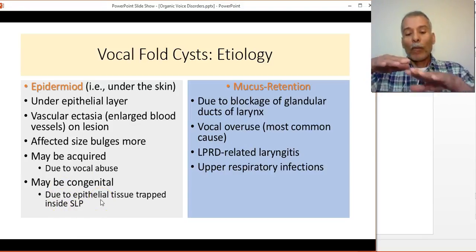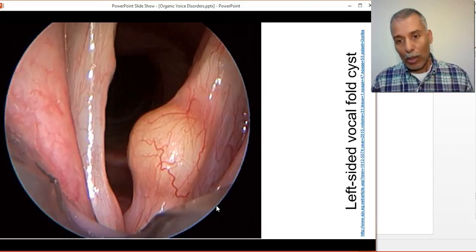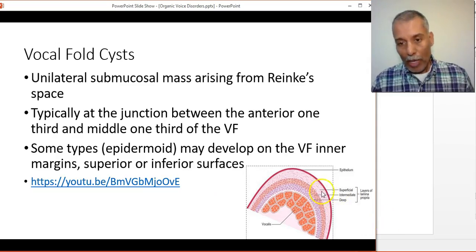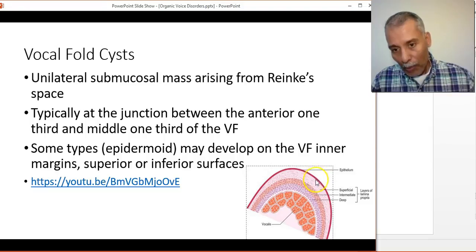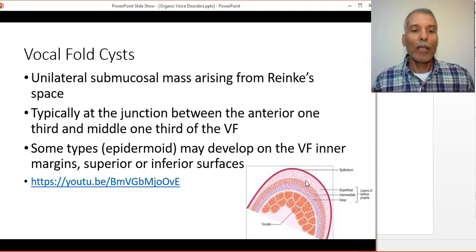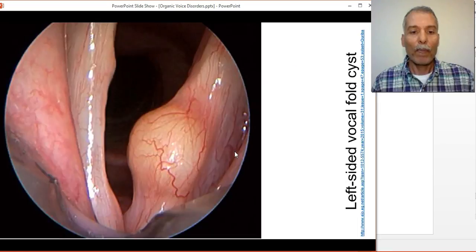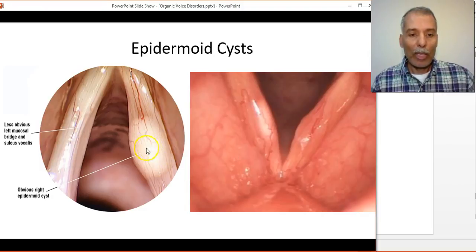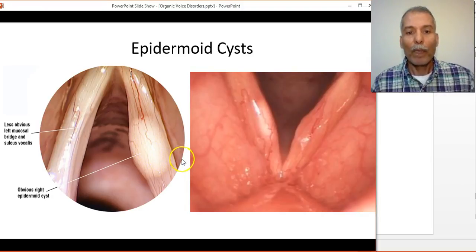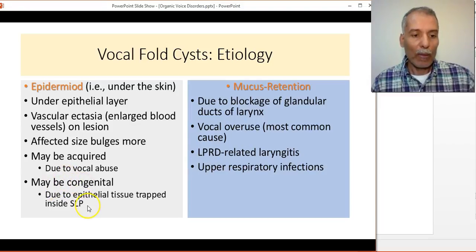And that is because, let me go back to the lamina propria. So it may be congenital, it means that some of the parts of this upper layer of the vocal folds, the epithelial layer, some of the tissue just goes in and gets trapped into the superficial lamina propria abnormally. And that then causes buildup of other tissue, and so that is the case. The congenital.